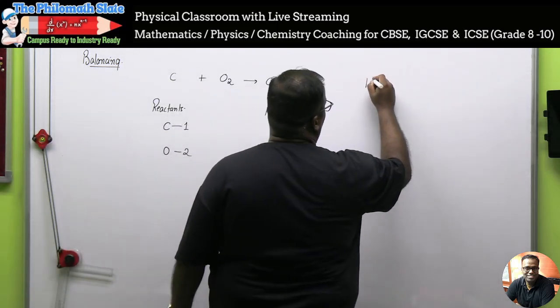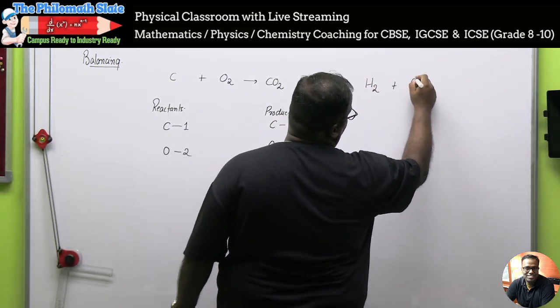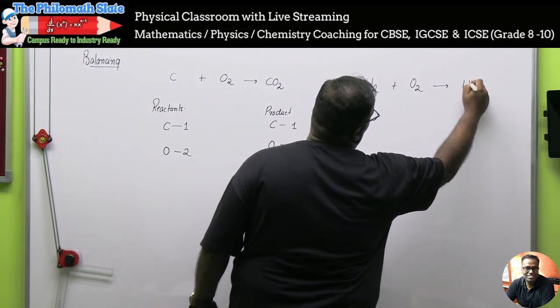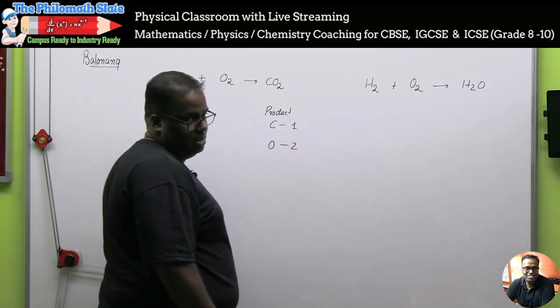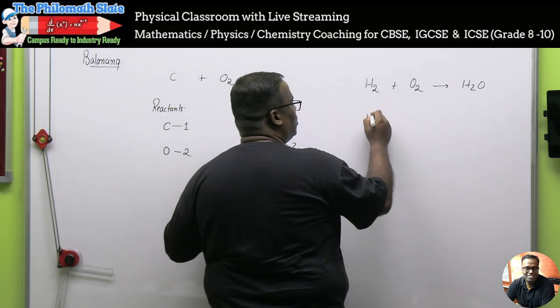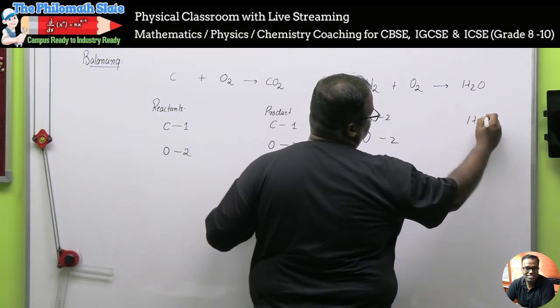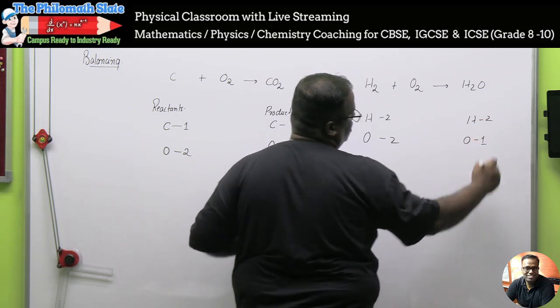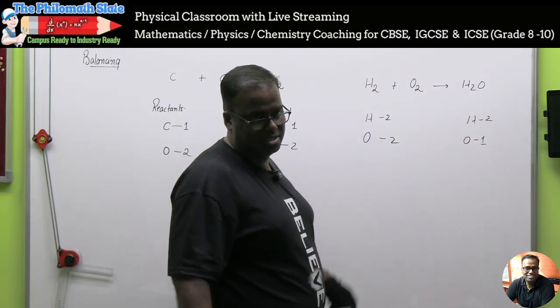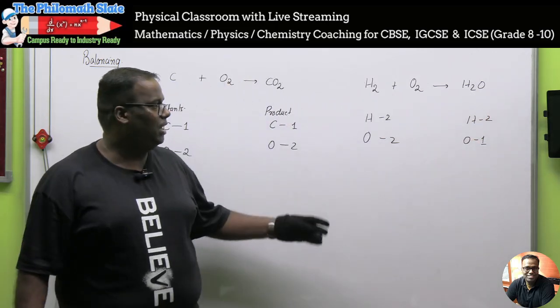Let's take one more equation. Hydrogen as a gas reacts with oxygen as a gas to give you water. Now there is a problem. If you look on the left hand side, we have hydrogen and oxygen, count is 2, 2. On the right hand side, hydrogen count is 2, whereas oxygen count is only 1. Now we need to balance it, right? Now how do we balance it?